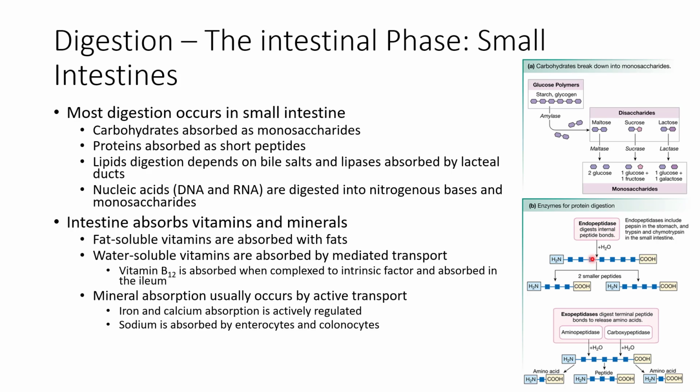An endo breaks in the middle. That's like pepsin in the stomach. Exos break towards the ends. And those are the ones that we bring into the small intestines. Our lipids, we talked about the bile salts that help them be absorbed. Nucleic acids get broken down into nitrogenous bases and monosaccharides to be absorbed.